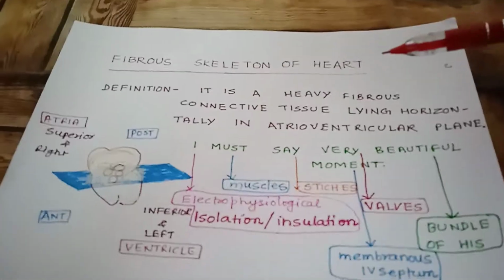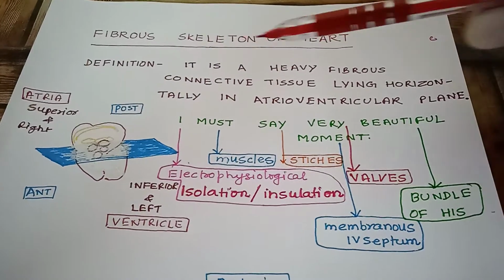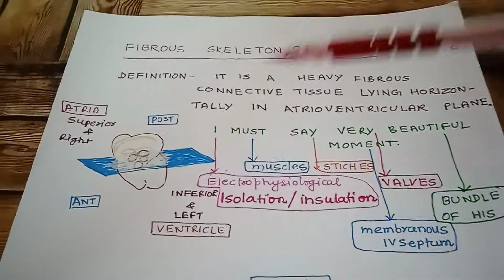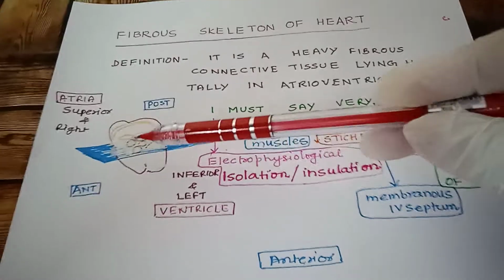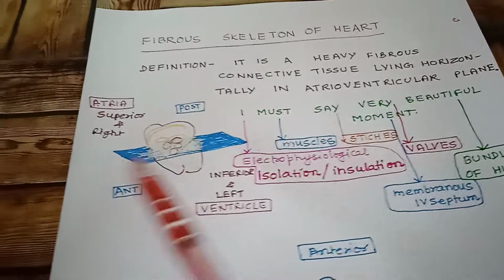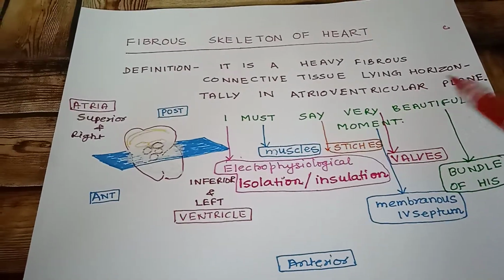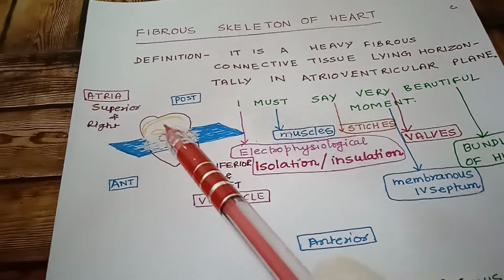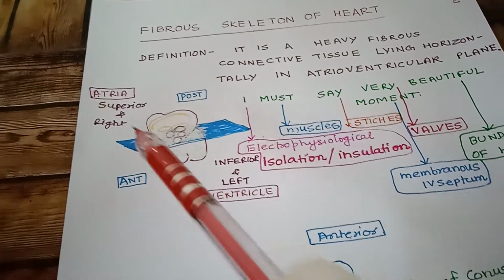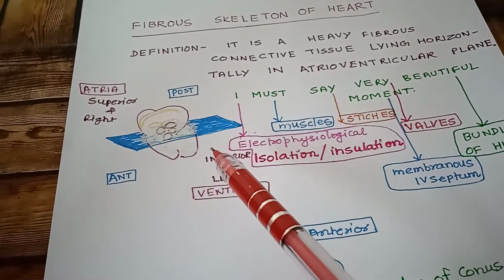Fibrous skeleton of heart, or skeleton of heart. Definition: it is a heavy fibrous connective tissue lying horizontally in the atrioventricular plane, that is, the atria superior and somewhat right, the ventricle inferior and somewhat left.